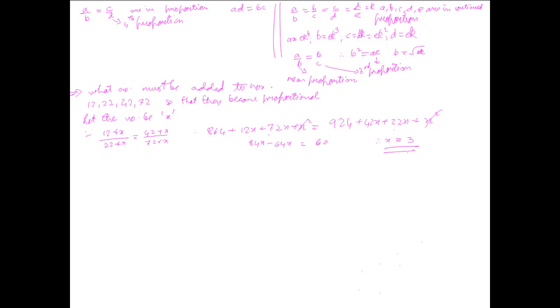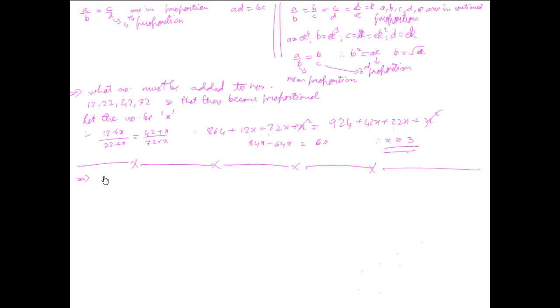For this value, if you add 3 to all the numbers, they will all become proportional. You can check that, children. It becomes 15 upon 25, which is 3 upon 5, which is equal to 45 upon 75, which is multiplied by 15 times 3, 15 times 5. So they're all in ratio of 3 by 5. That's only for understanding. Let's see another example, children.